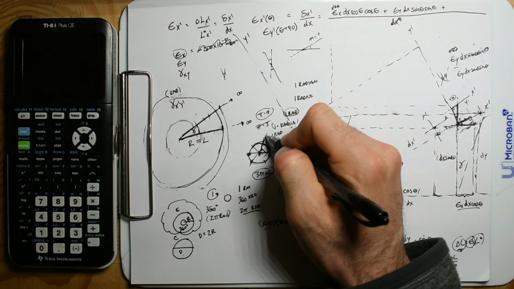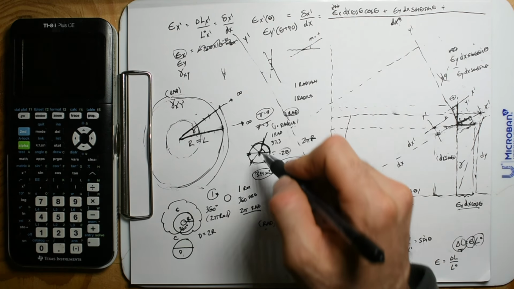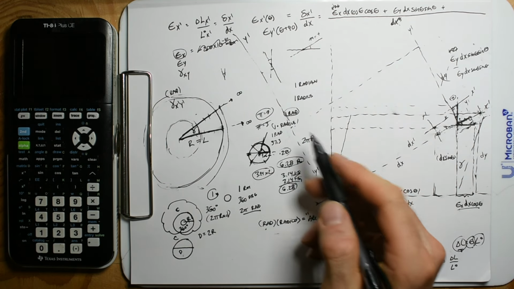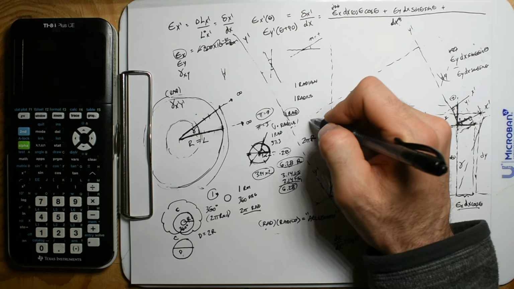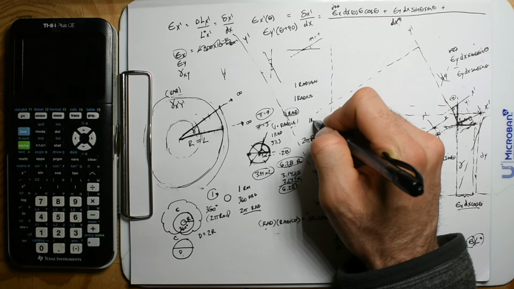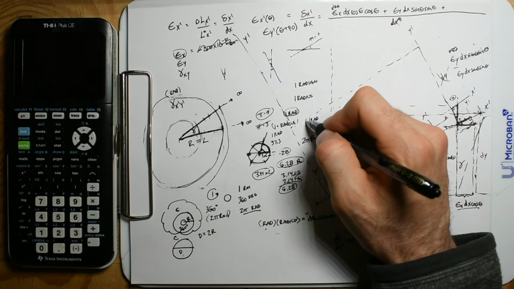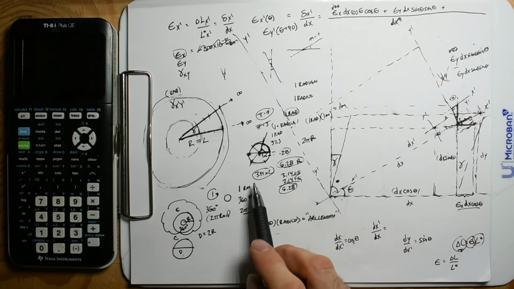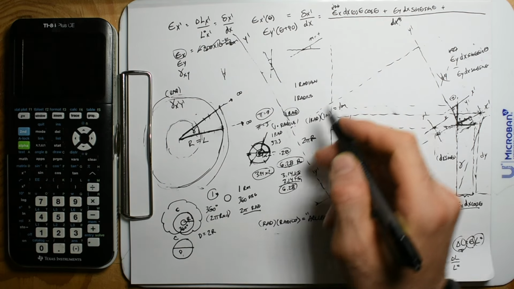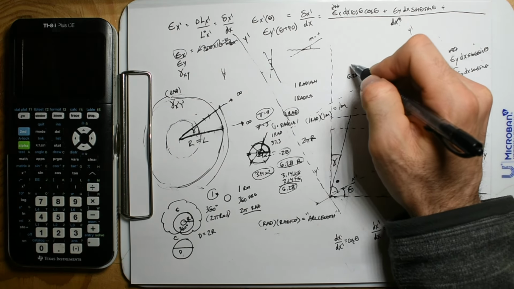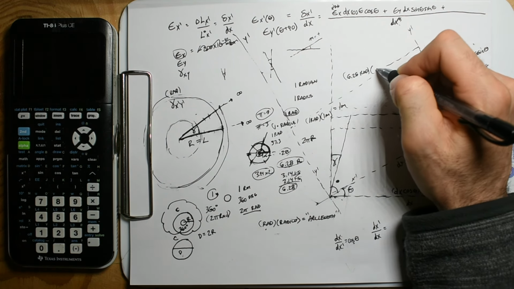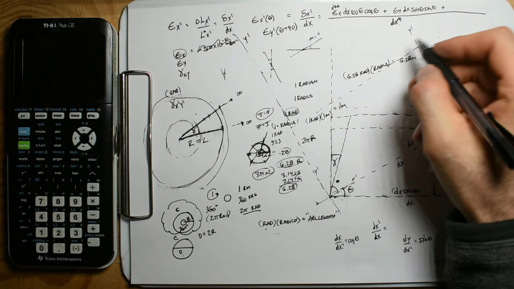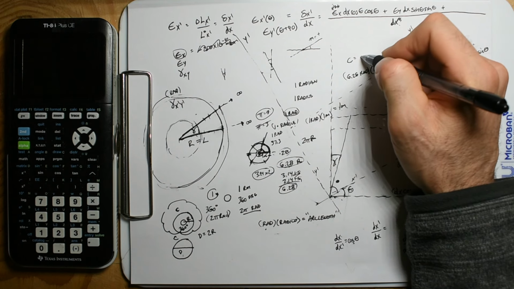So if this was a radius of 1 meter, then this arc length would be 1 radian. This arc length would be radians times radius of 1 meter. That arc length would be 1 meter. Cool. And if my angle was 6.28 radians, radians times radius gives me 6.28 meters, which is the circumference.